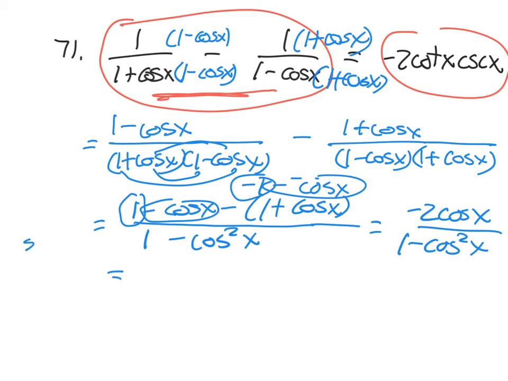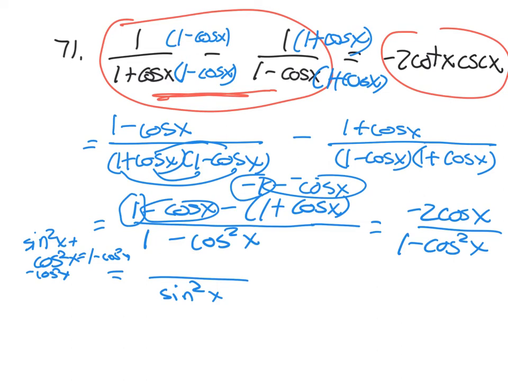Now, if we remember, sine squared plus cosine squared is 1. So if I subtract cosine squared from each side, 1 minus cosine squared is equal to sine squared. And I'm using this because I'm trying to get the negative cotan x cosecant x. And I've successfully got a common denominator and combined the fractions.